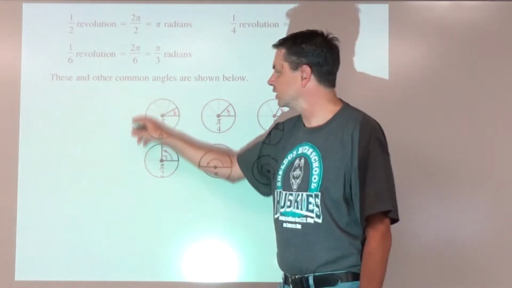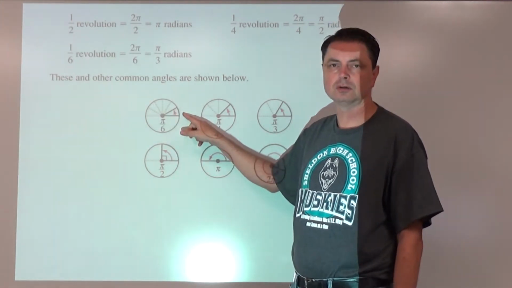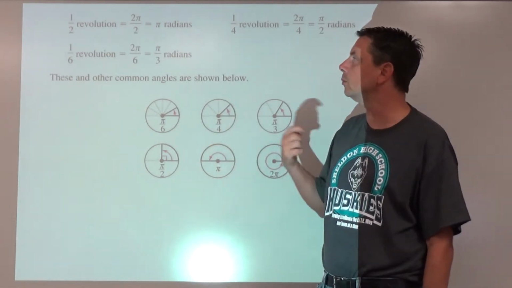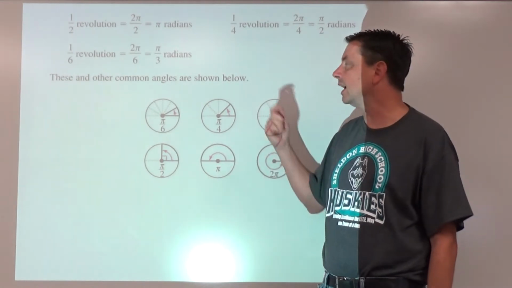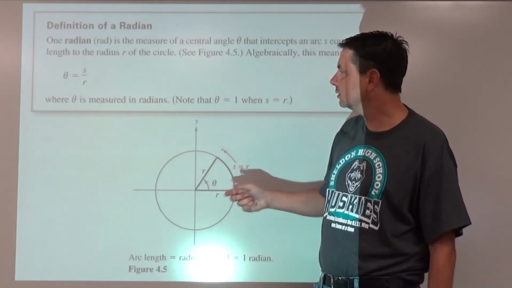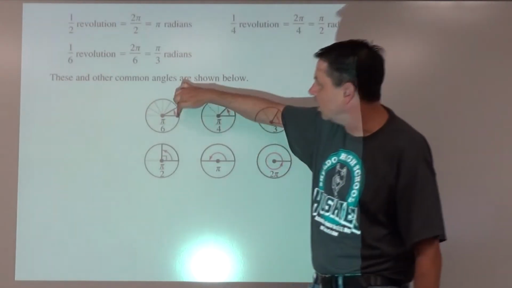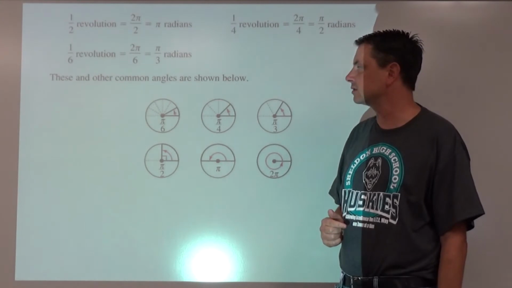So if we're talking about a circle, and if we go all the way around the circle, that would be the circumference of the circle. That would be 2 pi r in terms of arc length. 2 pi r divided by r would give us 2 pi. So if we go all the way around the circle, that would be 2 pi radians.